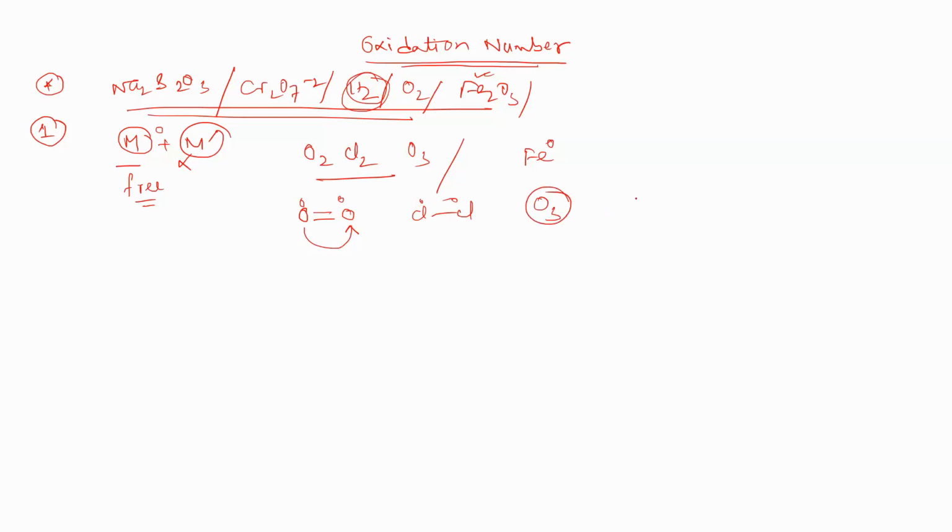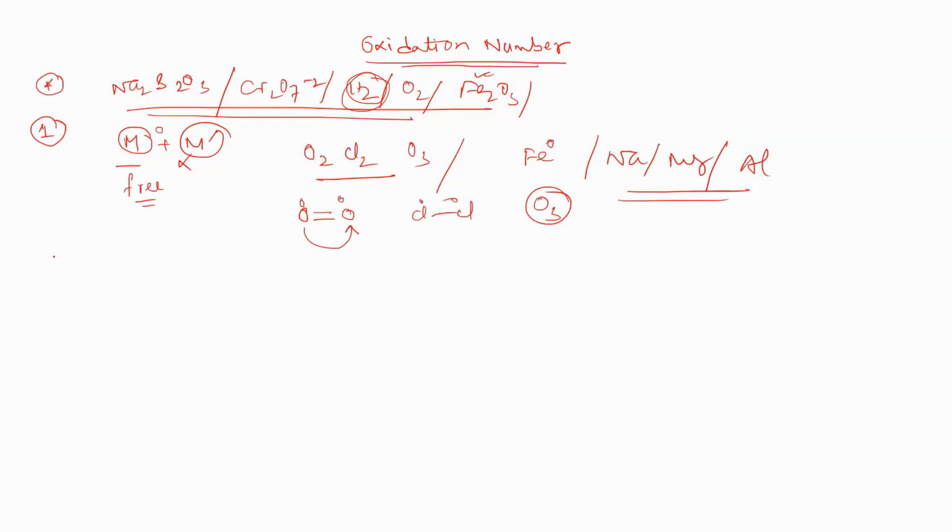Basically, in elements in the free or uncombined state, each atom bears an oxidation number of 0, like sodium, which is already free, like magnesium, like aluminium. These elements are free, they are not attached to another element. That's why they have oxidation number 0. So this is the first criterion to know about the oxidation number.